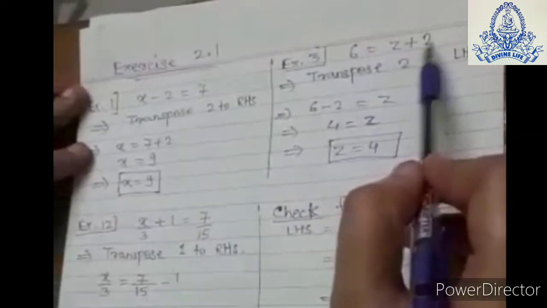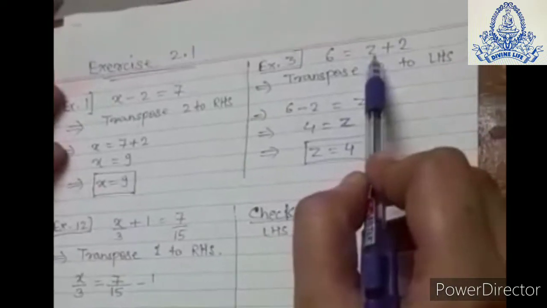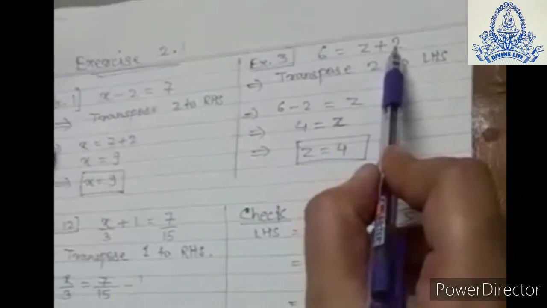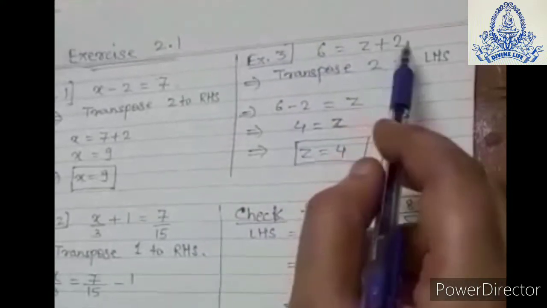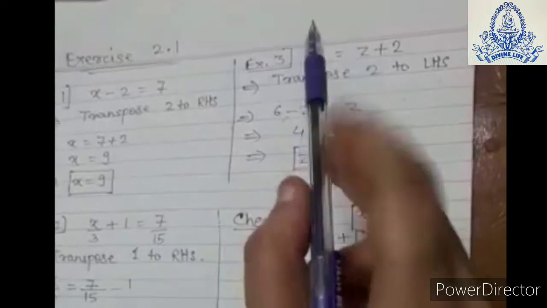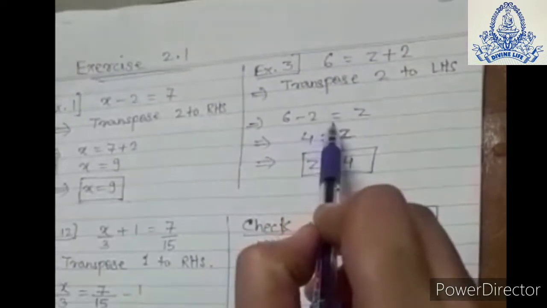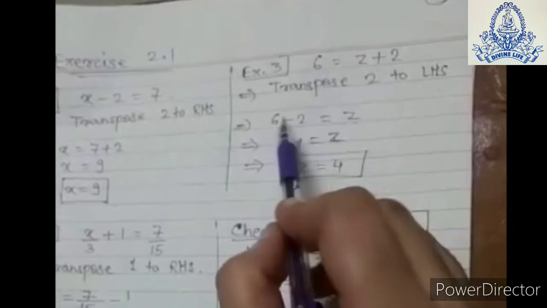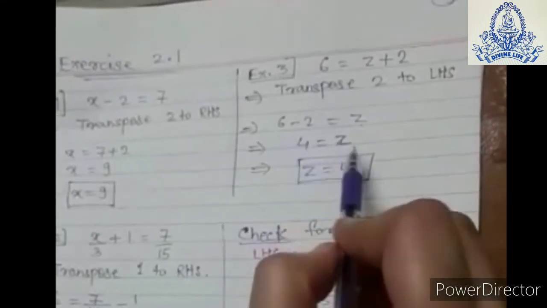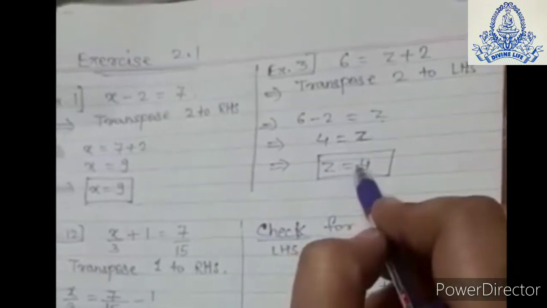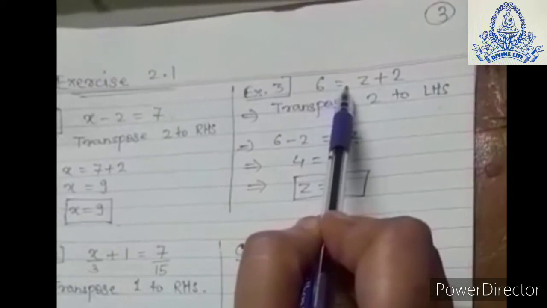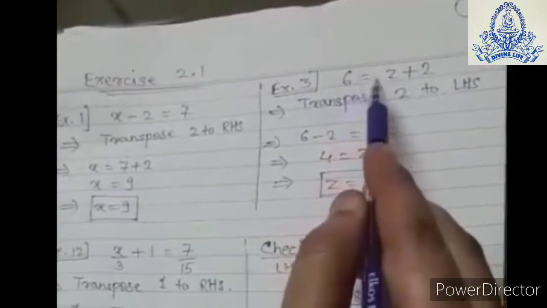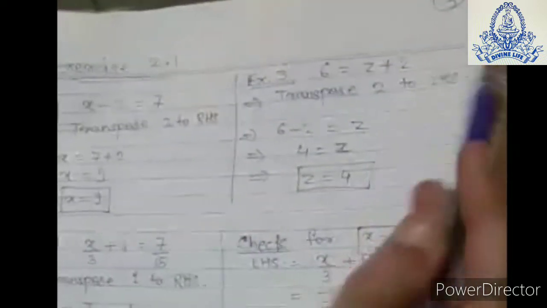Now see the third example, 6 is equal to z plus 2. Again z is the variable, and 2 is here. So we transpose this 2 to LHS. This positive 2 will become negative on LHS. 6 minus 2 is equal to z. So 6 minus 2 is 4, equal to z. So the value of z is 4. You can substitute these values in the equation and check whether LHS is equal to RHS or not. If LHS is equal to RHS, that means your answer is right, otherwise it is incorrect.